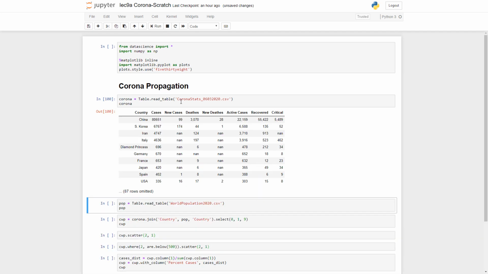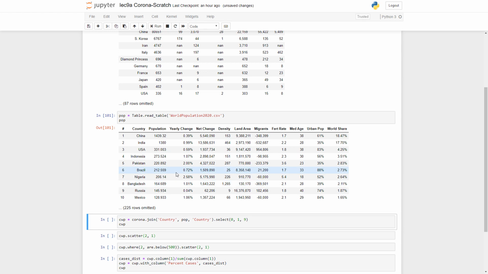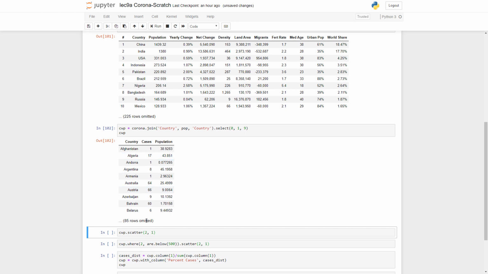The first one has the corona statistics for each country, we have the number of infected cases. This is I think 2 or 3 days ago, and we also have the data set that has the world population. In order to deal with what we need from these two data sets, we actually need the first two columns here and the second and the third column here. So we'll do the join between the two data sets to get only the infected cases and the population for each country. So this is the data set now that we will focus on.